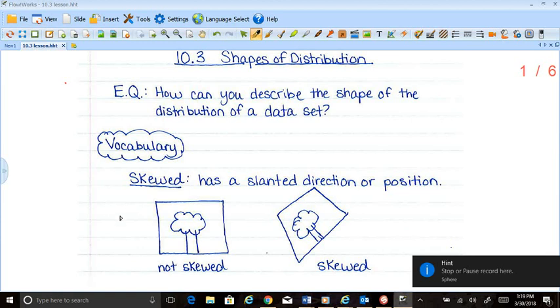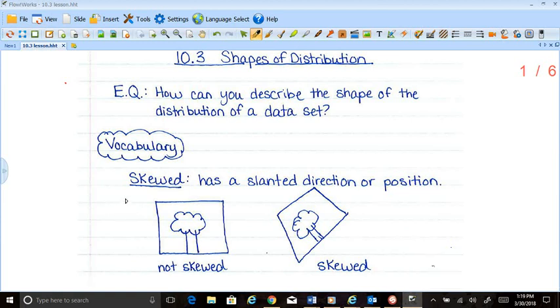Lesson 10.3 looks at shapes of distribution. So our essential question is, how can you describe the shape of the distribution of a data set? Some of the vocabulary that we're going to be looking at is the word skewed, and that is something that has a slanted direction or position.